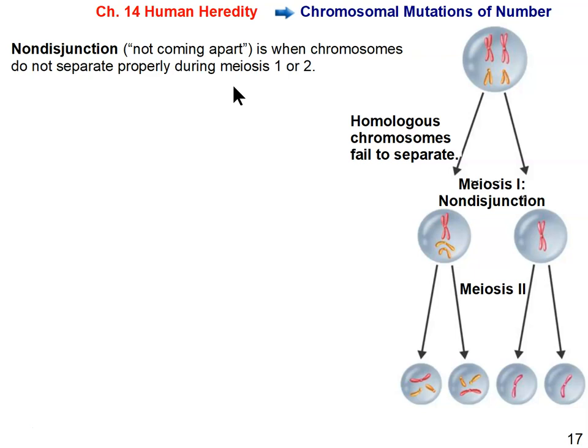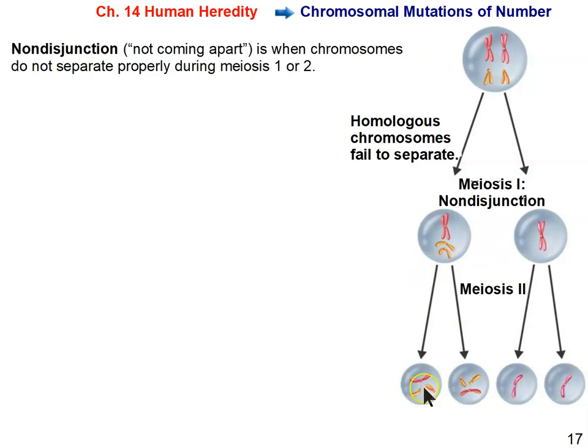Now, this can happen during meiosis 1 or meiosis 2. If you'll recall, during meiosis 1, it's the homologous chromosomes that separate from each other. They're still duplicated chromosomes, right? So if this happens during meiosis 1, that means one of the daughter cells is going to end up with an extra chromosome, and the other daughter cell is going to end up missing a chromosome. And then those are going to go through meiosis 2, each producing 2 daughter cells.